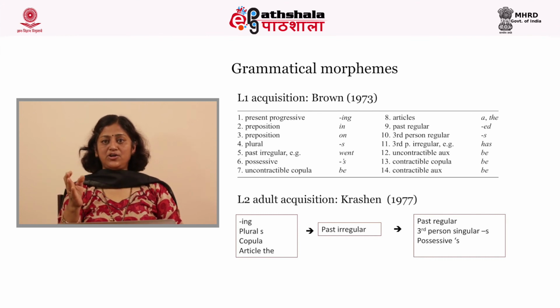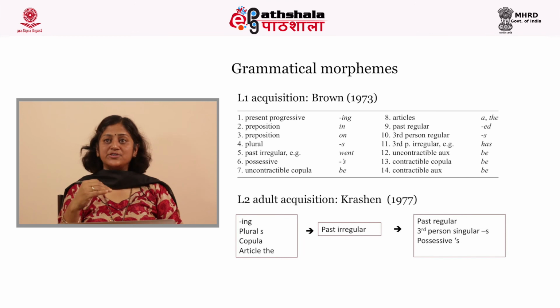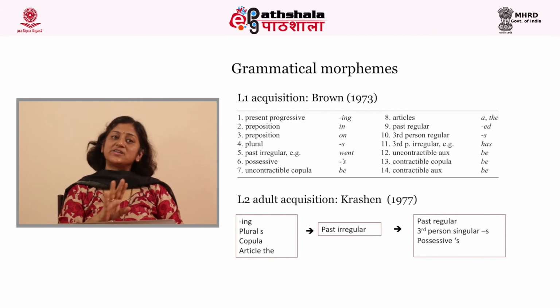And all children show the same pattern in English. This was replicated by Dulay and Burt in 1973 to show that second language children follow almost the same route, that they learn these morphemes in the same order. With some variation, but statistically it was a similar order.